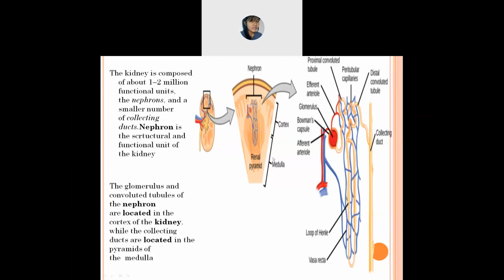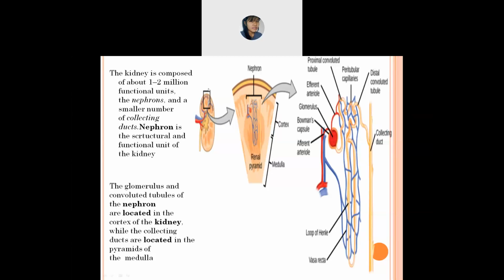medulla. Okay, in the kidney there were different areas, isn't it? Capsule, cortex, medulla, three areas. So this nephron will lie in between the cortex and the medulla. Means if you see it in the microscope, you will be able to see it in this way.